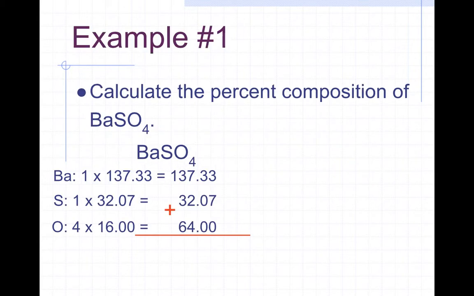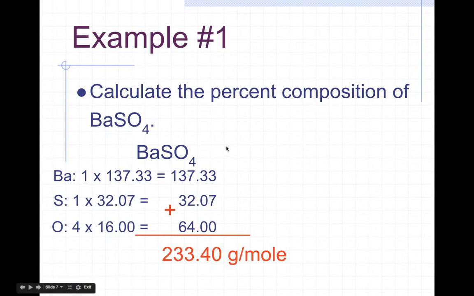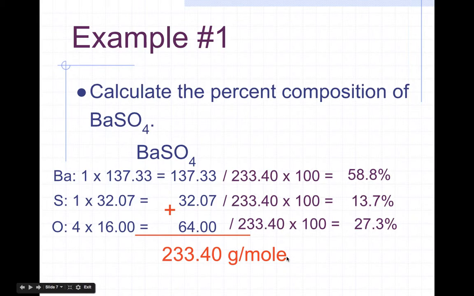So if I were to calculate the percent composition of barium sulfate, I would take the molar mass of 1 barium, 1 sulfur, and 4 oxygen, which I did here, add them all up, and you'd get 233.4. Now to figure out the percent composition, I'm going to take this total number of mass for the Ba, the S, and the O and divide it by my total. Right there. So 58.8%, 13.7, and 27.3.